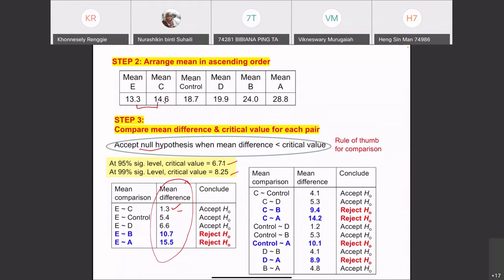Okay, this is the rule of thumb that you have to know, the rule of thumb for the comparison. So you have to make a decision for each of the pairs here. And what it means is, let's say those pairs that accept the null, so there is no difference between E and C, between E and control, between E and D, right?